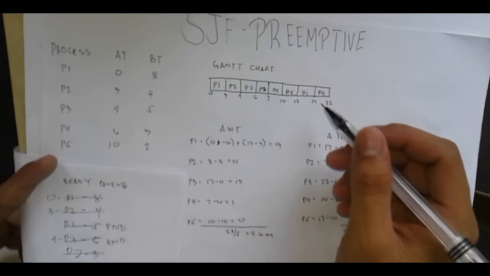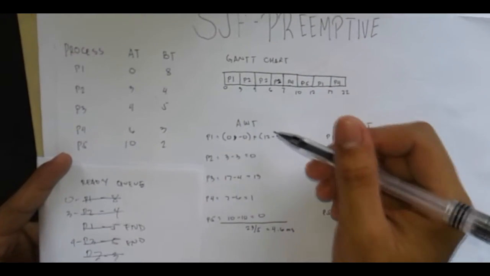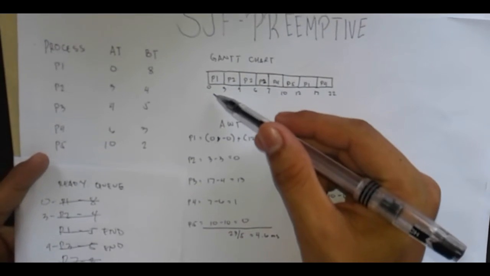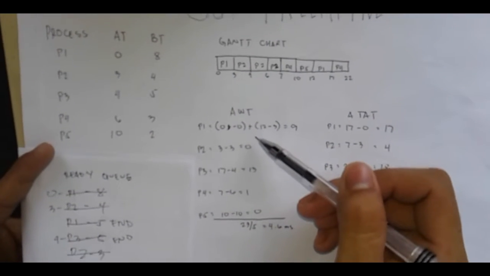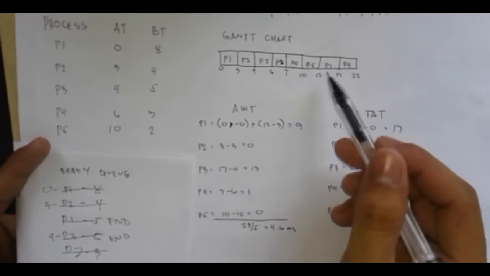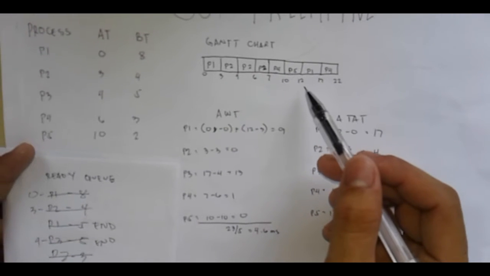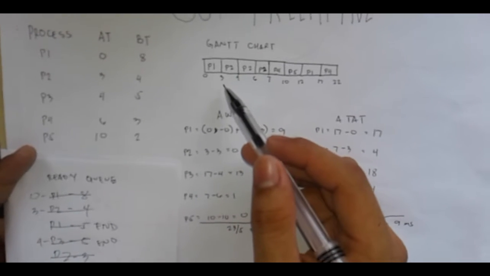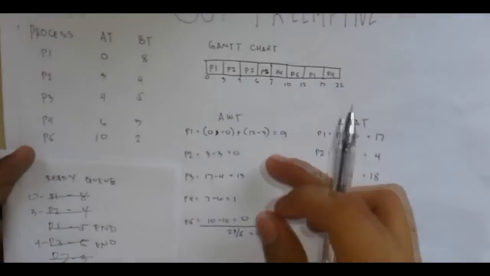The formula for average waiting time is the starting time of the process minus the arrival time. So P1 arrived at time 0, so 0 minus 0. And it arrives again at time 12, the finish time of its first run. 12 minus 3, we get 9. And so on and so forth.